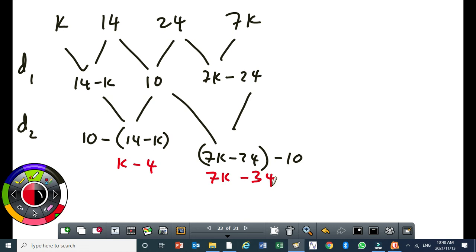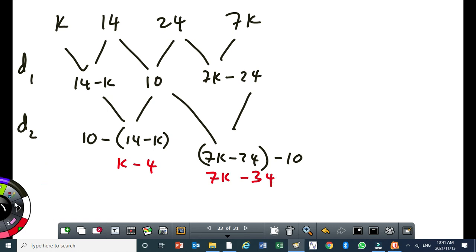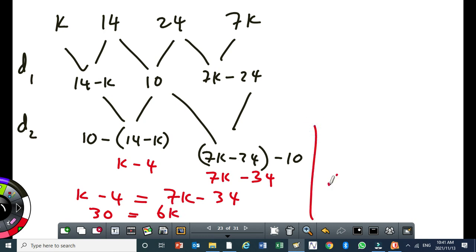Right? So it's most likely to be quadratic. In most cases, for a question of this type, it's highly likely that it can be linear. Therefore, I can just equate the second difference. So K minus 4 will be equal to 7K minus 34. So this will give me, I can put 30 here, 7K minus that, I get 6K. Therefore, K will be.